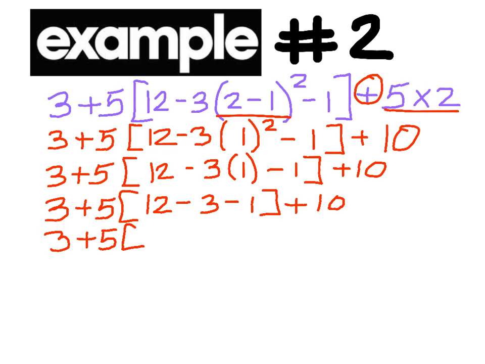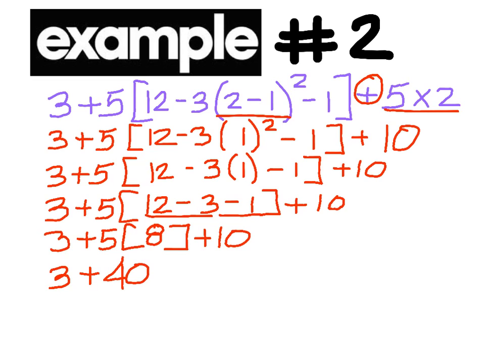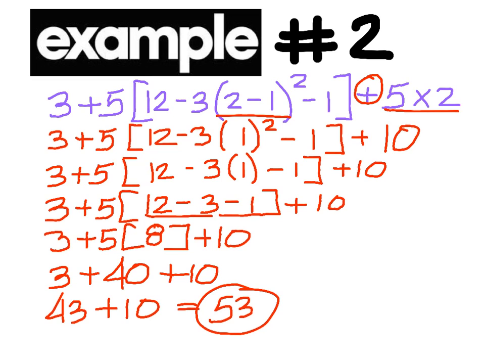And back to the brackets again. Just do it left to right now. 12 minus 3 is 9. Minus 1 is 8. Now there's a 5 up against the brackets. That means multiplication. So 5 times 8 is 40. And now you just go left to right. 3 plus 40 is 43. Plus 10 is 53.